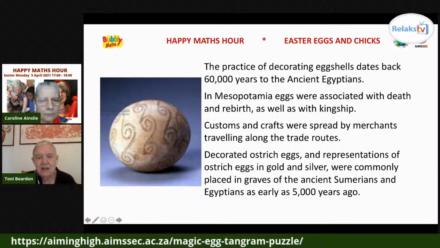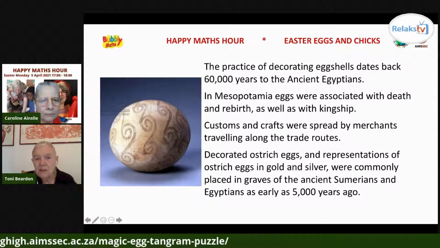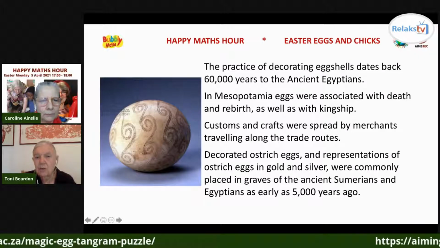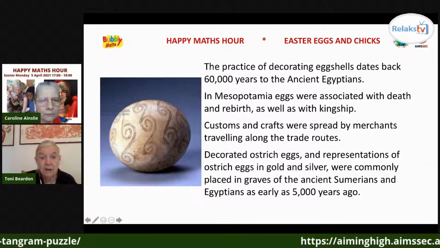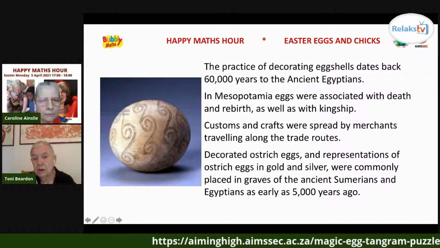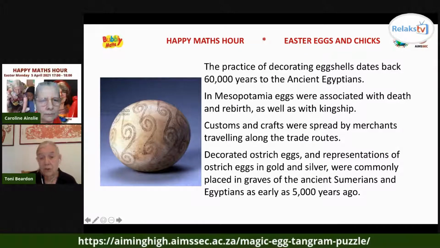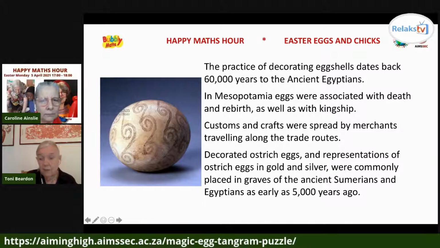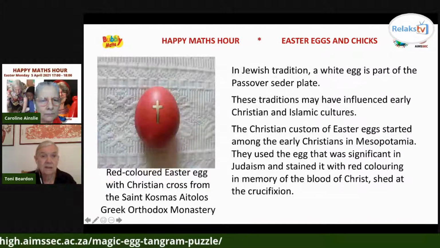Now, these decorated ostrich eggs and representations of ostrich eggs in gold and silver were commonly placed in graves of ancient Sumerians and Egyptians as early as 5,000 years ago, and maybe longer. So I think that's fascinating, isn't it?